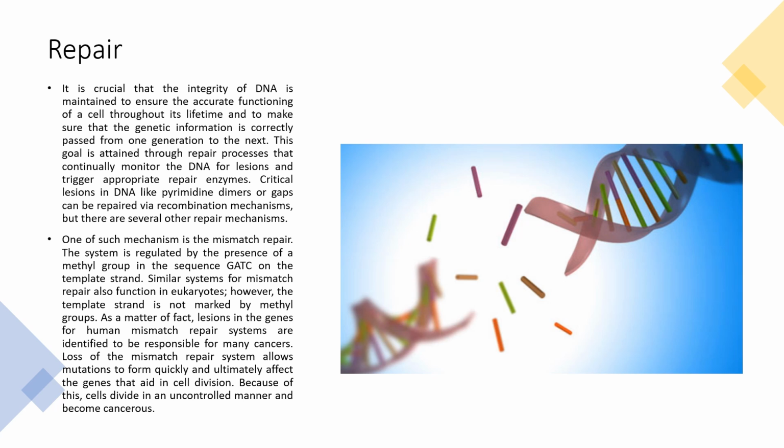As a matter of fact, lesions in the genes for human mismatch repair systems are identified to be responsible for many cancers. Loss of the mismatch repair system allows mutations to form quickly and ultimately affect the genes that aid in cell division. Because of this, cells divide in an uncontrolled manner and become cancerous.